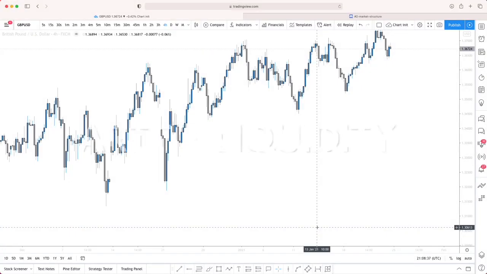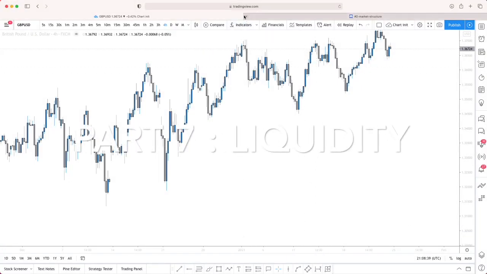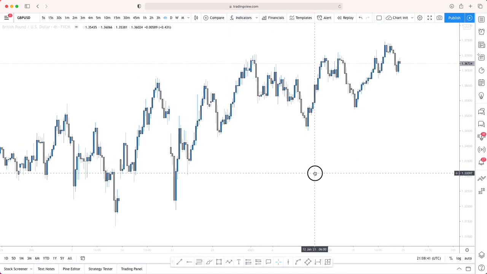Welcome to part 7 of the order block strategy. In this video, we're going to talk about liquidity. You may think, why am I talking about liquidity now after I've explained everything? It's because I wanted to make sure that market structure was out of the way, and now you can understand where liquidity is sitting.